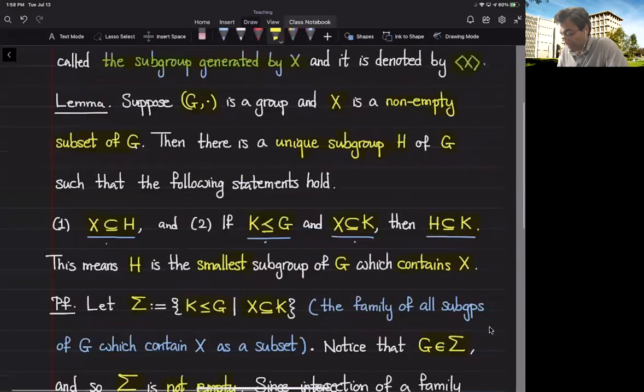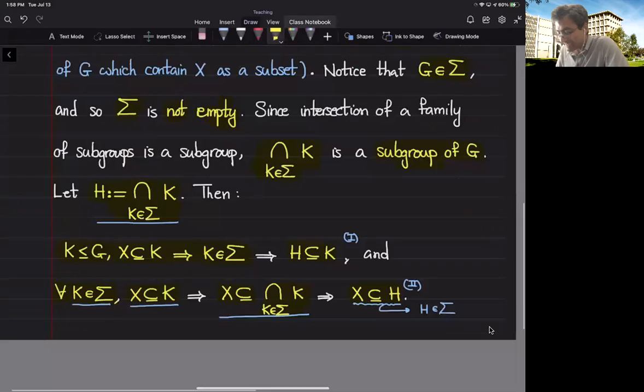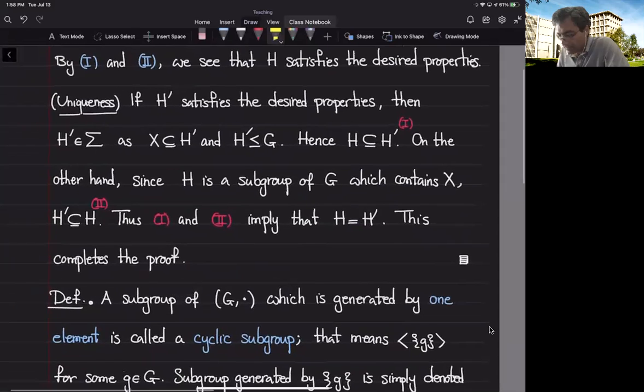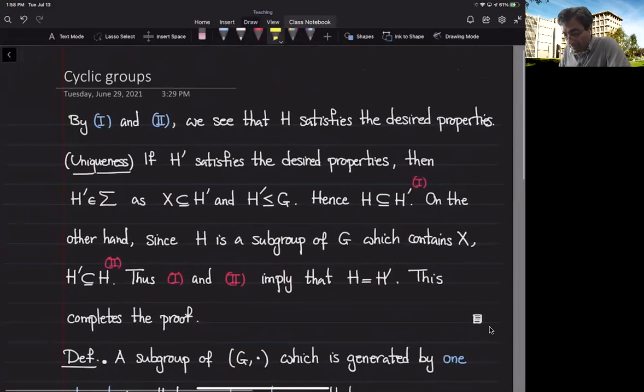Okay, so now we have both of these conditions that we were looking for. This shows existence of H. Now next I'm going to discuss uniqueness of H. If I give you H prime, another subgroup that satisfies these properties, what does that mean? That means that H prime is a subgroup and it does contain X as a subset. But these two conditions are the definition of sigma. So knowing that H prime satisfies what we like implies that H prime is an element of sigma. Because again, X is a subset of H prime and H prime is a subgroup of G.